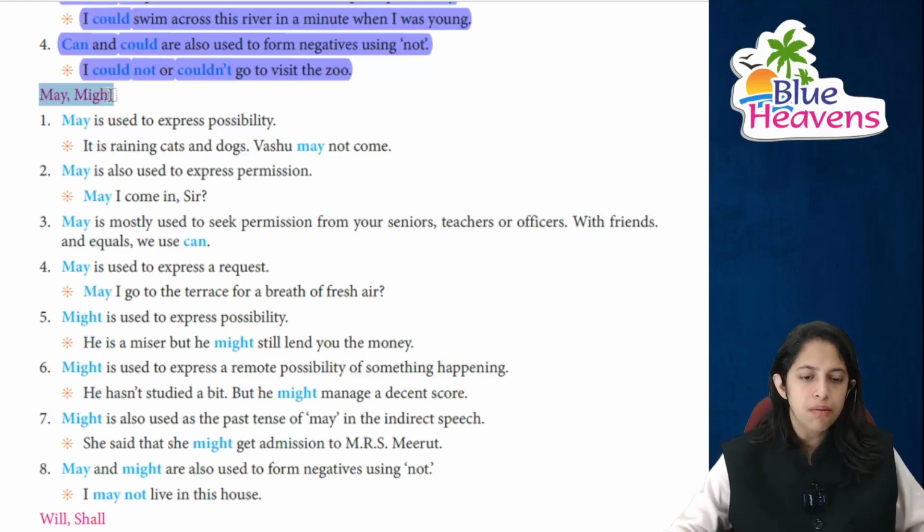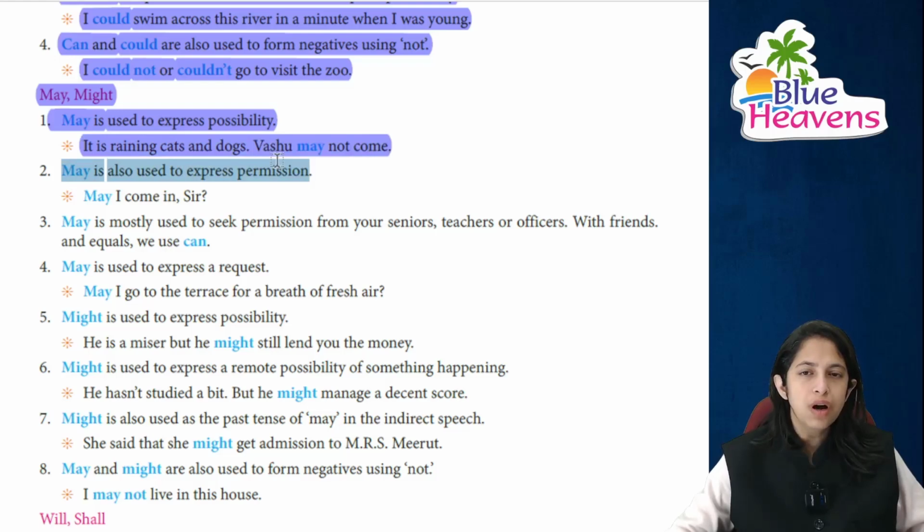Next is may or might. देखिए, may is used to express possibility, चीजें हो सकती हैं. It is raining cats and dogs. It is raining cats and dogs means बहुत ही मूसलाधार बारिश हो रही है. Vasu may not come, शायद वो ना आए. May is used to ask permission. May I come in, sir? क्या मैं आ सकता हूँ?